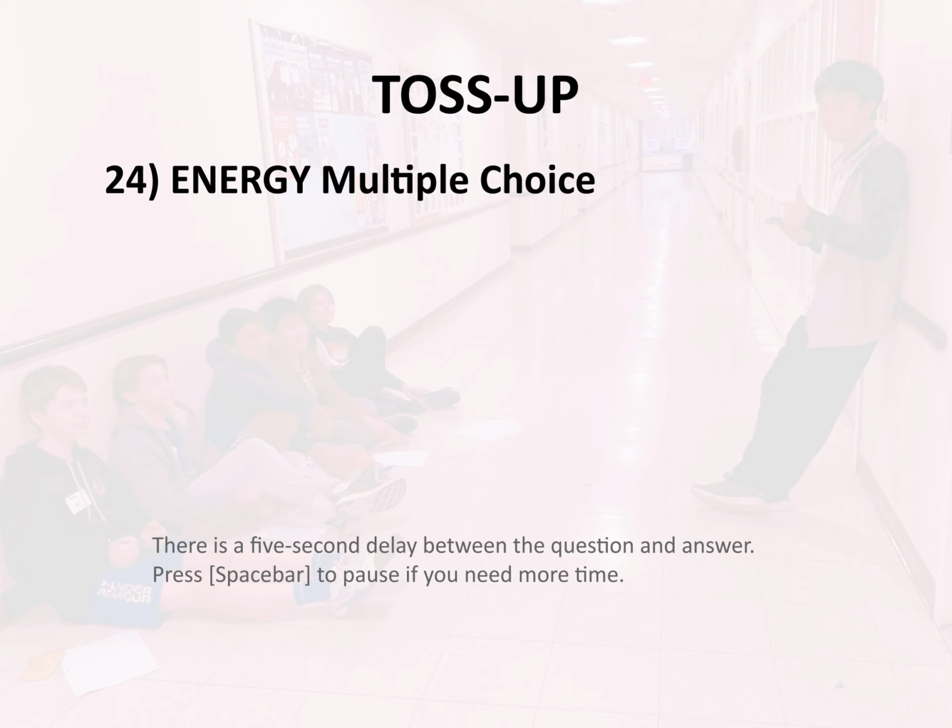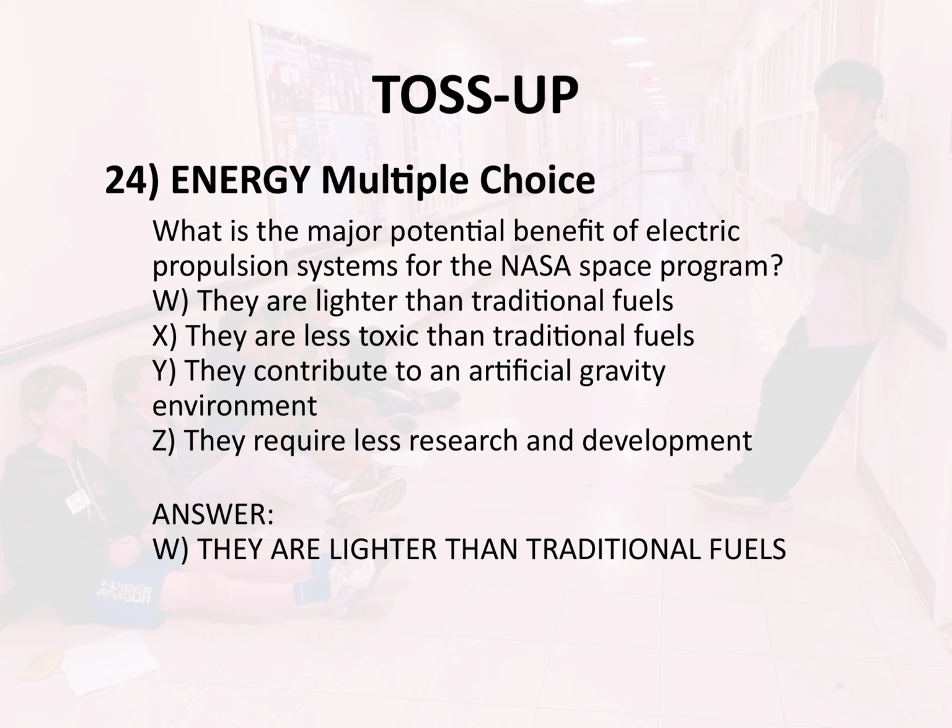Toss-up, 24. Energy multiple choice. What is the major potential benefit of electric propulsion systems for the NASA space program? W. They are lighter than traditional fuels, X. They are less toxic than traditional fuels, Y. They contribute to an artificial gravity environment, Z. They require less research and development. Answer. W. They are lighter than traditional fuels.